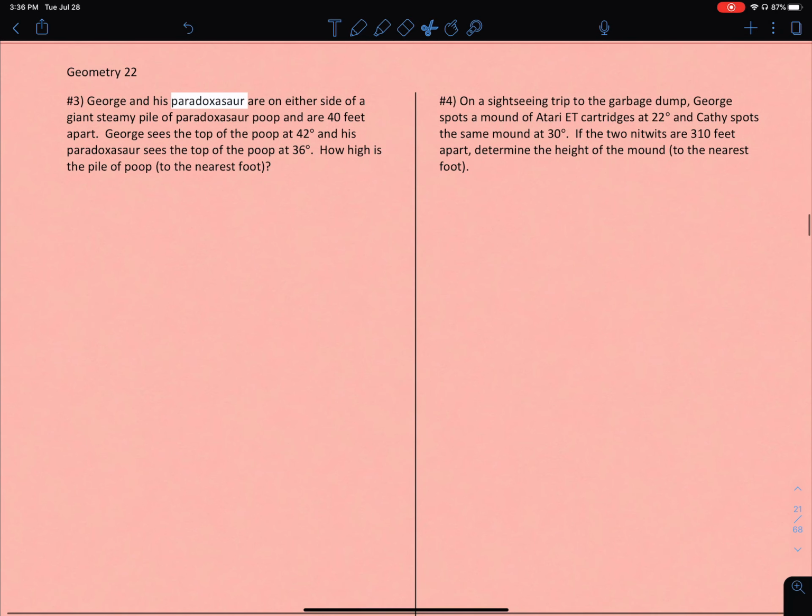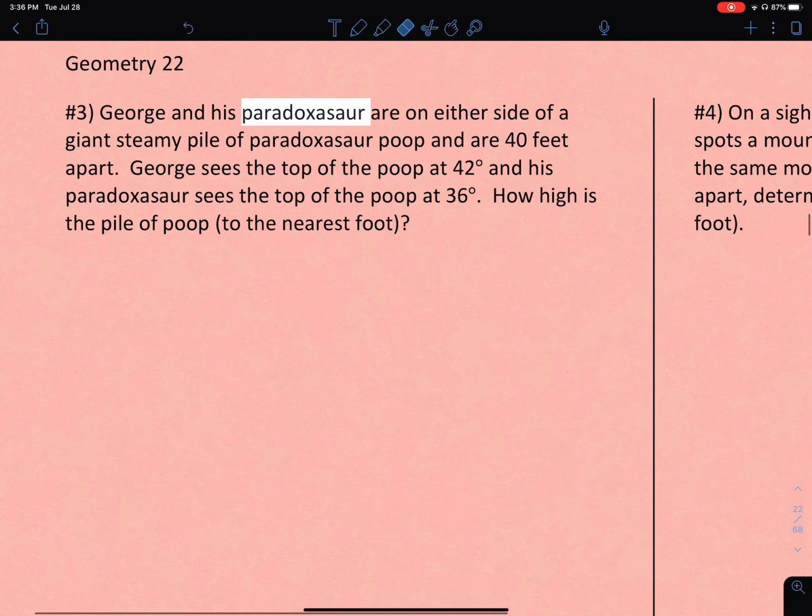Alrighty, number 3. Don't know why Paradoxosaur is highlighted like that. That is weird. Isn't it weird? Why is that like that?